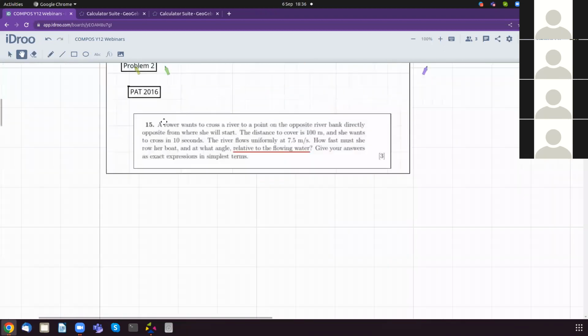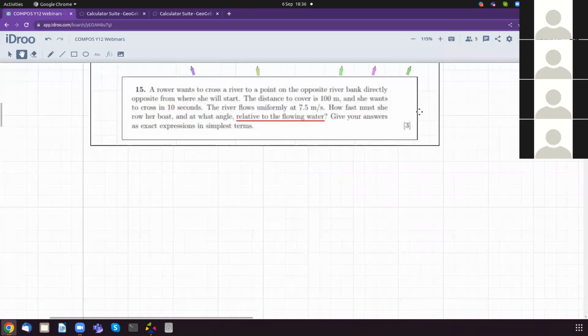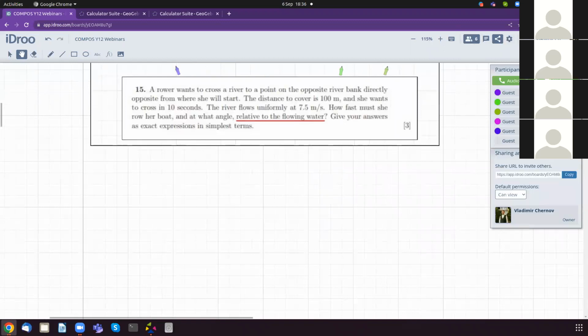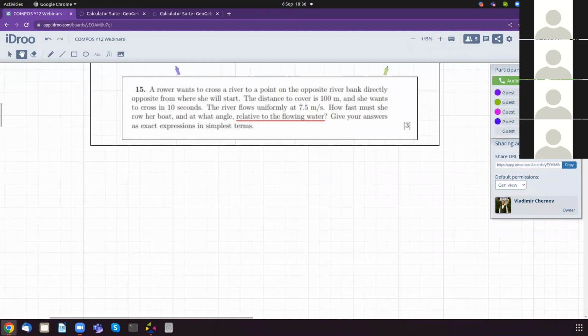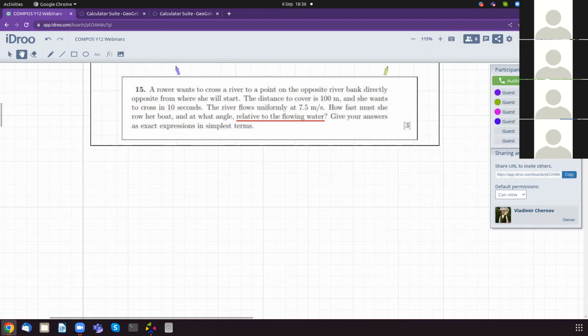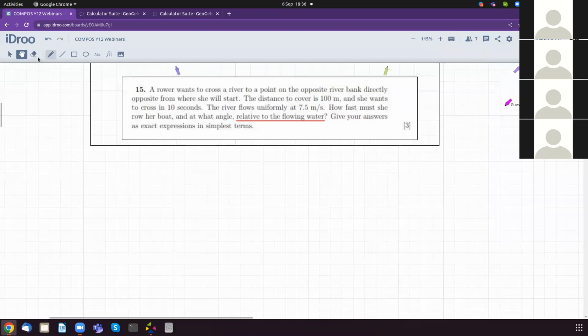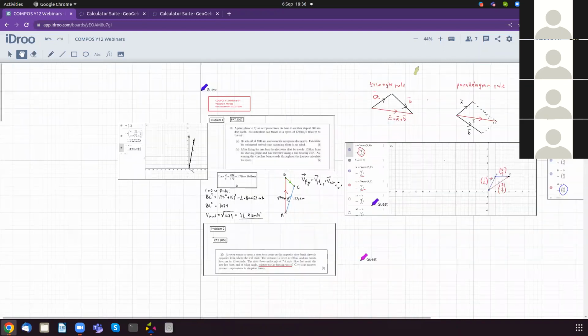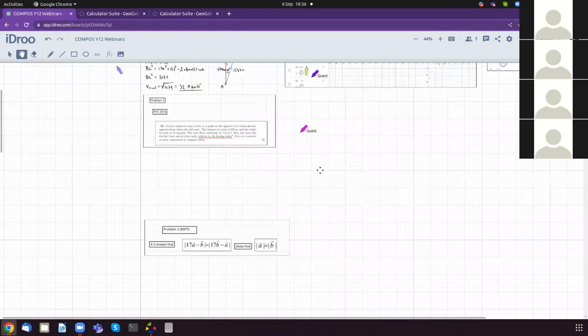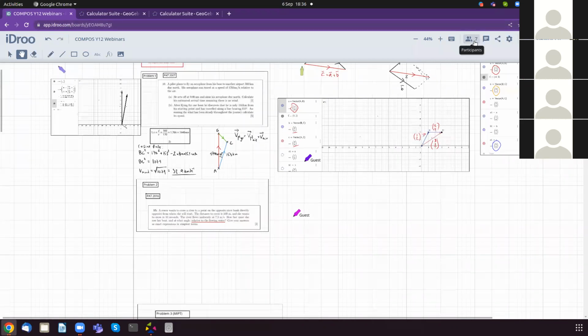Okay, moving on to question 2. Oh, I accidentally gave permission for you to change things on the board, so please don't. Hopefully I can switch that off later on.